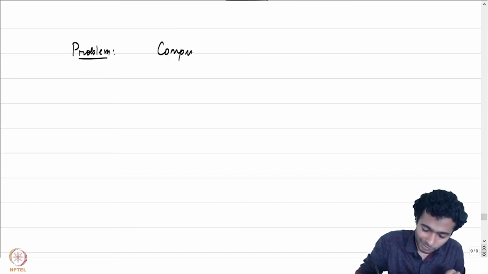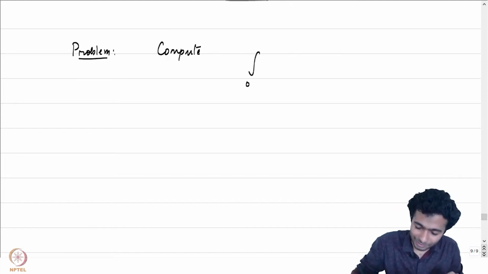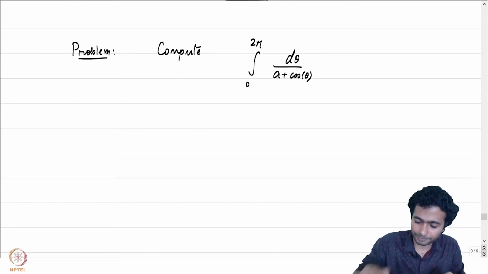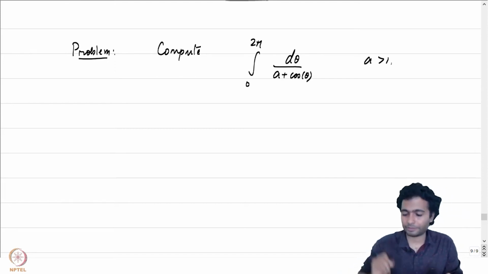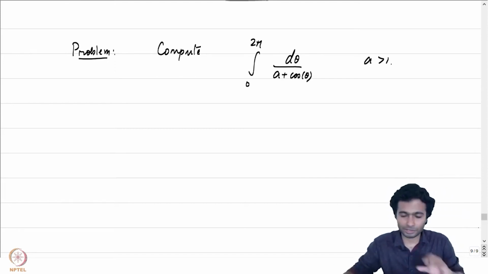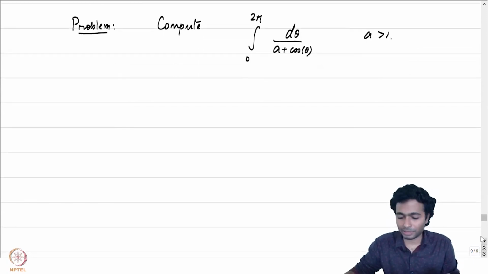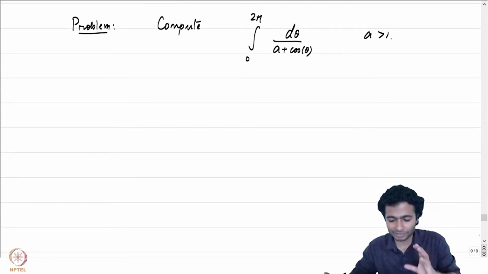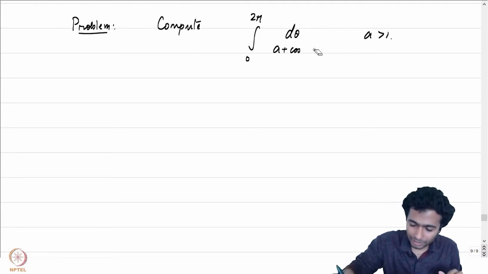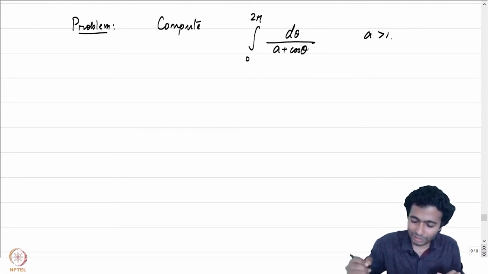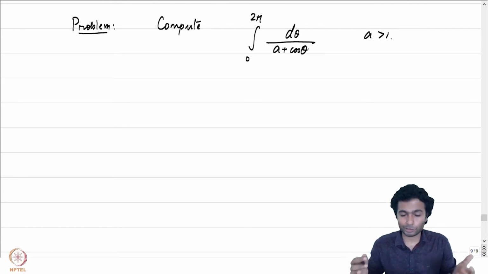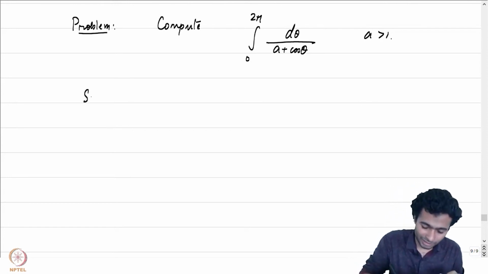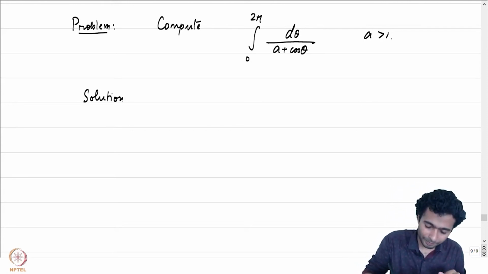So, the first problem is to compute the integral from 0 to 2 pi of d theta by a plus cos theta, where a is greater than 1. At first glance this is a simple calculus problem, but the reason for solving it in this problem session is that it is not straightforward.